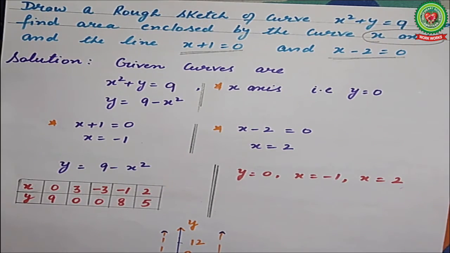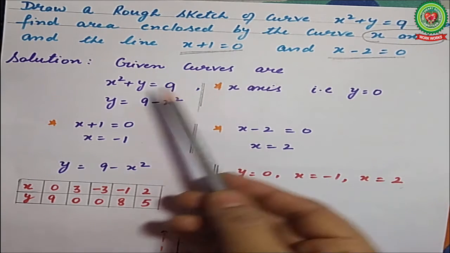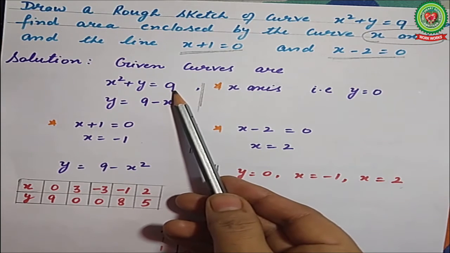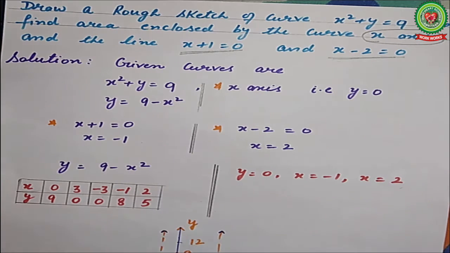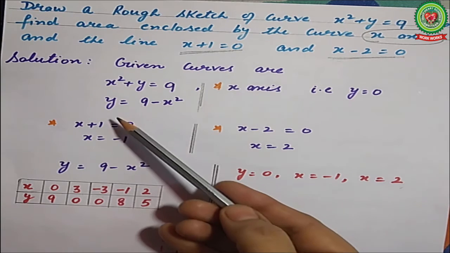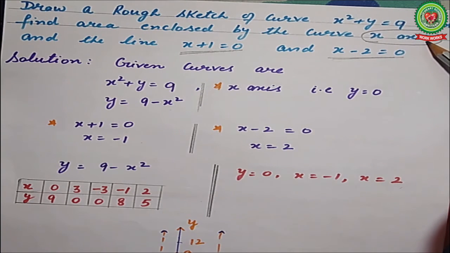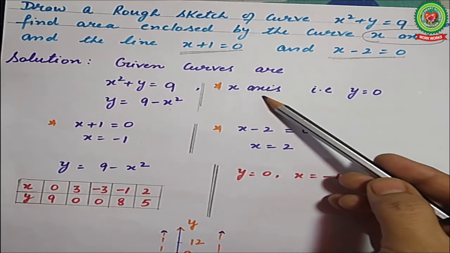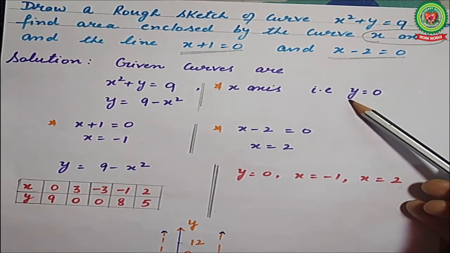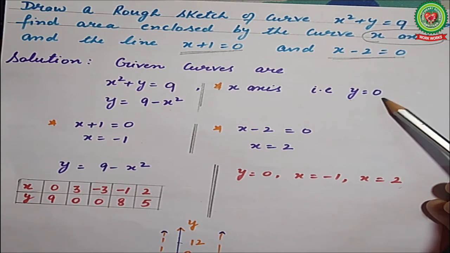First of all, we will write down how many equations we are having. We are having one curve equation. We will write down all equations. x square plus y is equal to 9, and we will write all the equations in terms of y. y is equal to 9 minus x square. Secondly, the x-axis. That means if it is the x-axis, what is the value of y? y is equal to 0.